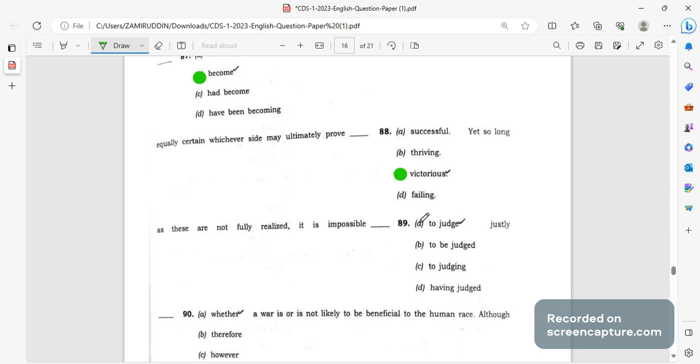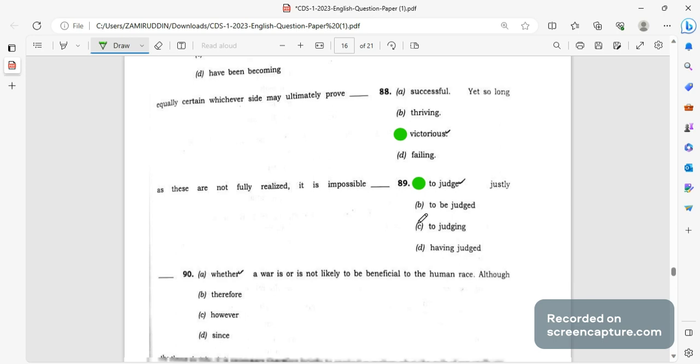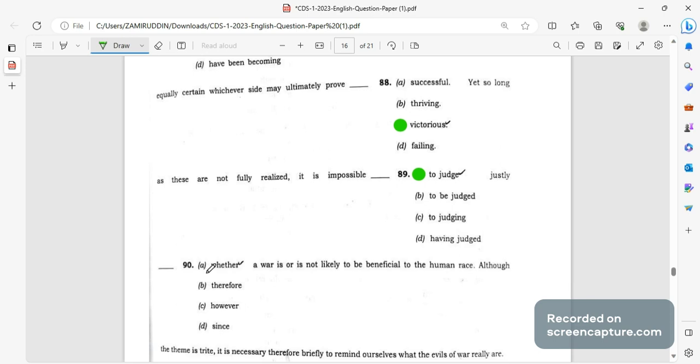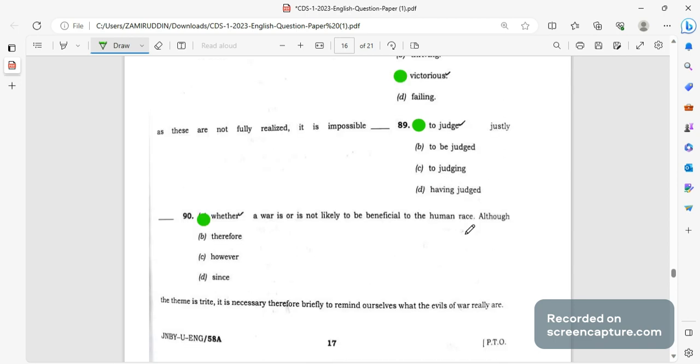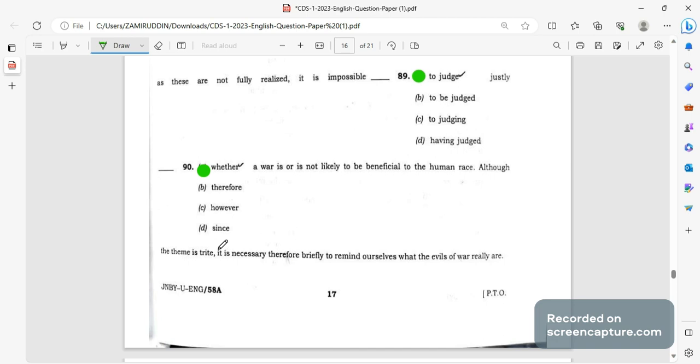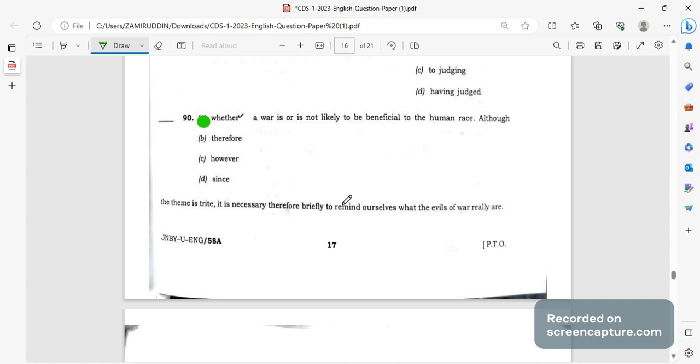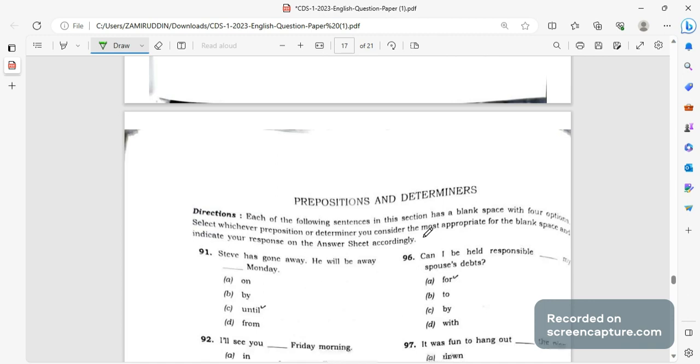impossible to judge justly whether to judge, हम क्या जज करें, to be judged, to judging is the wrong, not completely wrong. Having judged, this is also wrong. So the right answer will be it is impossible to judge justly whether a war is or not likely to be beneficial to the human race, although the theme is right and it is necessary before, therefore briefly to remind ourselves what the evil of the war really are. Next, prepositions and determiners.